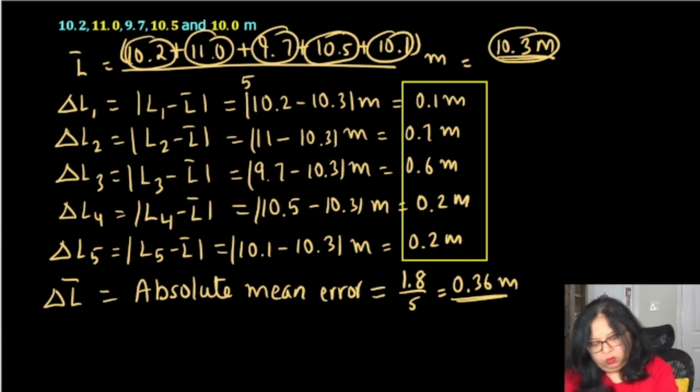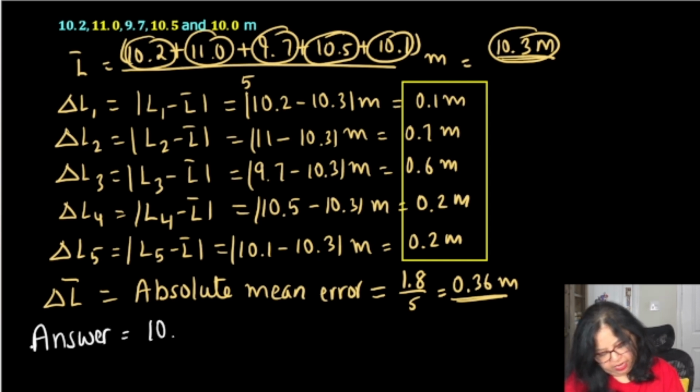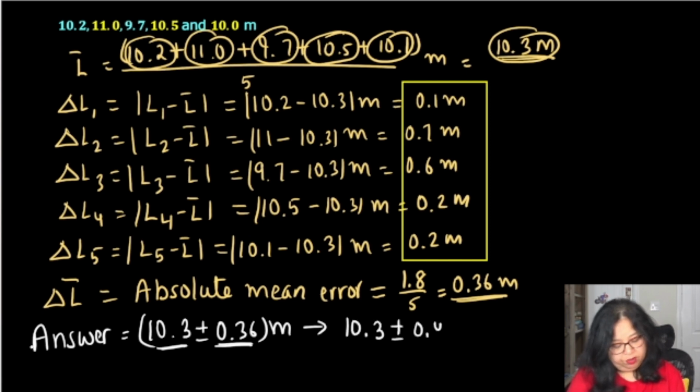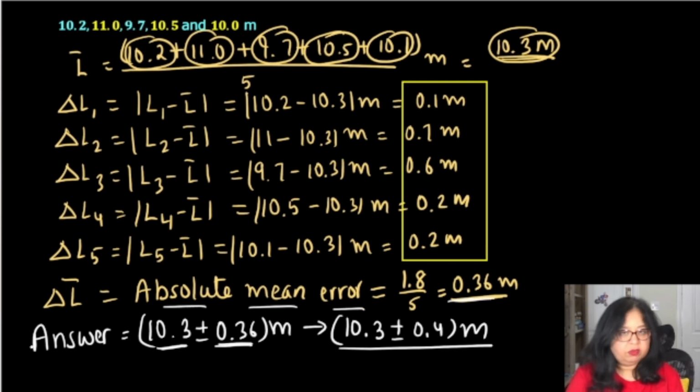Okay, so our answer here would be 10.3 plus minus 0.36 meters. But following the rules, we have to round off the uncertainty to the same number of decimal places as the actual answer is. So the answer will be 10.3 plus minus 0.4. 0.36 rounds off to 0.4 meters. This is our answer. We were asked to find out the absolute mean error, 0.36.